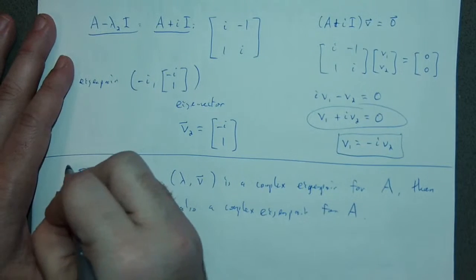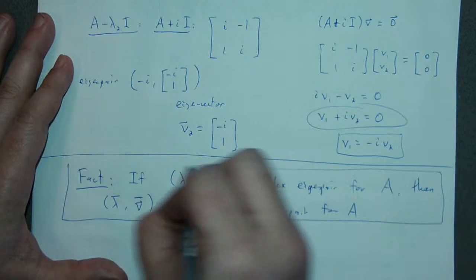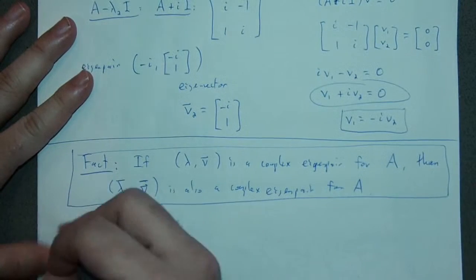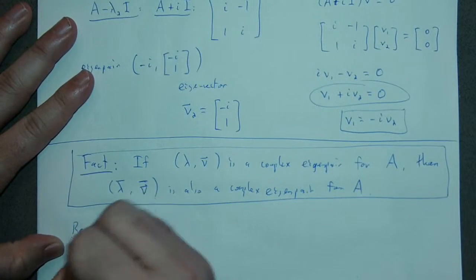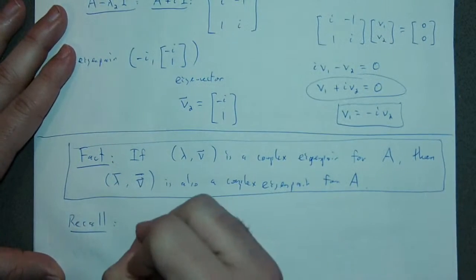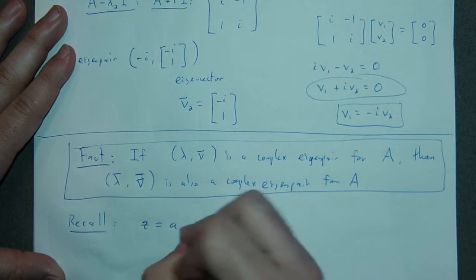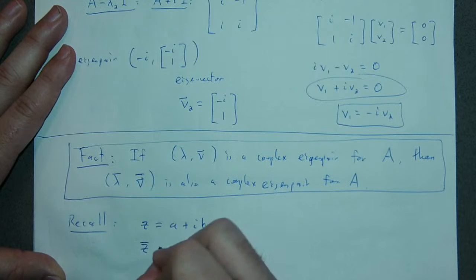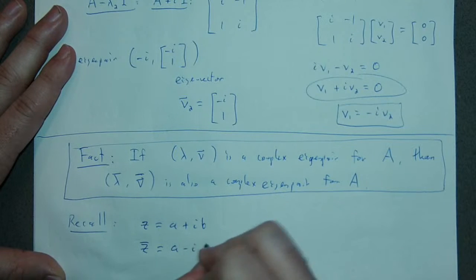And so, since these complex eigenvalues always come in conjugate pairs, finding the eigenvectors is easy once you've found one of them. Once you've found one of the eigenvectors, you can get the other just by conjugating. What does it mean to conjugate? So recall, if z is a complex number, if z is a + ib, the conjugate of z is a - ib.